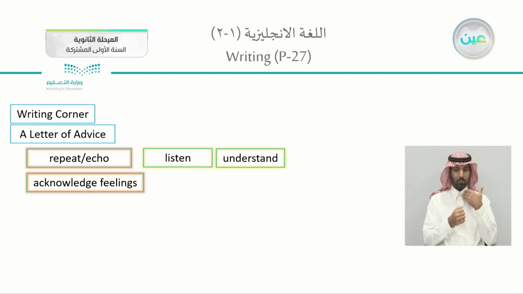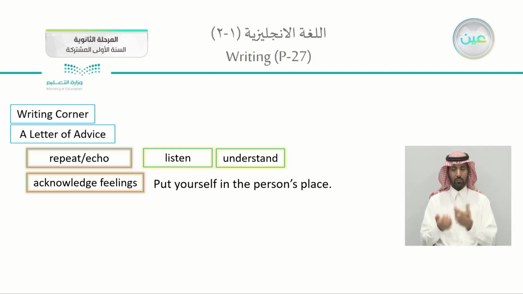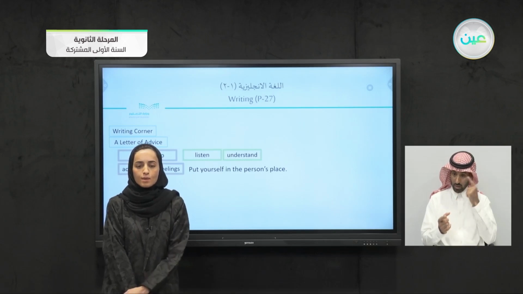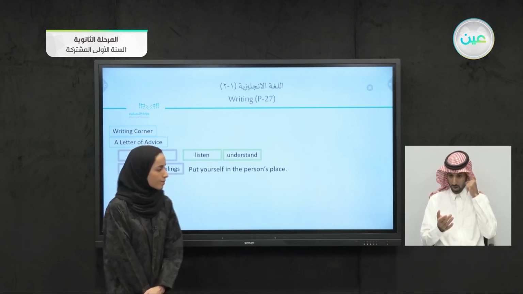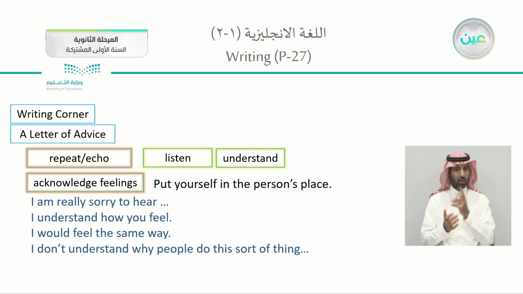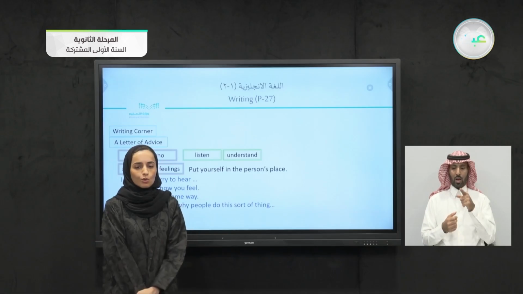Always give them the sense that you understand and you can feel what they're feeling. Put yourself in the person's place. I feel you. I have been in the same situation. I know how it feels. You can say, I am really sorry to hear that you lost your phone. I understand how you feel. I would feel the same way if I were in your situation. I don't understand why people do this sort of thing. So give them the feeling that I feel you.